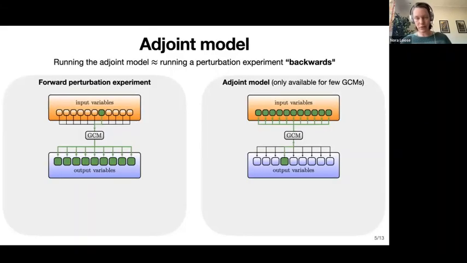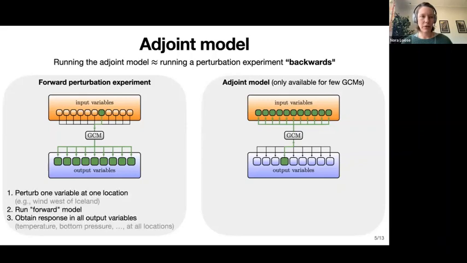So what does it mean to run an Adjoint model? You can essentially think of it as running a perturbation experiment backwards. So far, I've only shown you classical forward perturbation experiments. In a forward perturbation experiment, you perturb one variable at one location, for example, wind west of Iceland. Then you run your standard forward model, the MITgcm, and then you obtain the response in all output variables, right? Temperature, bottom pressure, and so on at all locations.